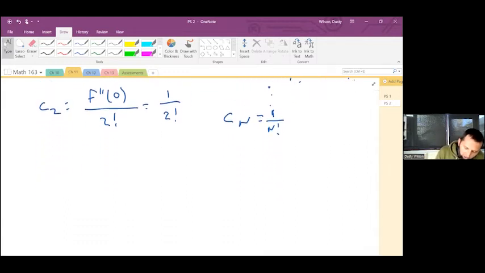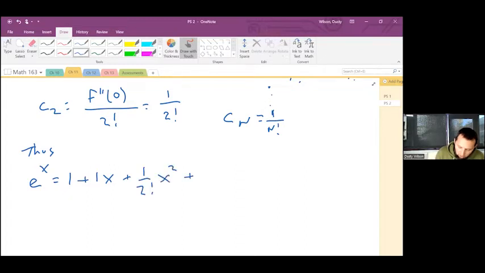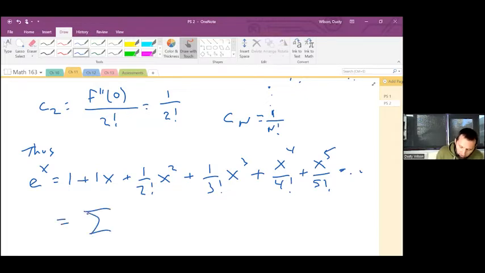So putting this together, we get e to the x is equal to 1 plus 1x plus 1 over 2 factorial x squared plus 1 over 3 factorial x cubed. Ooh, I think we're seeing a pattern. This would be x to the 4th over 4 factorial plus x to the 5th over 5 factorial, etc., etc. Or in other words, e to the x is equal to the sum from n equals 0 to infinity of x to the n over n factorial.